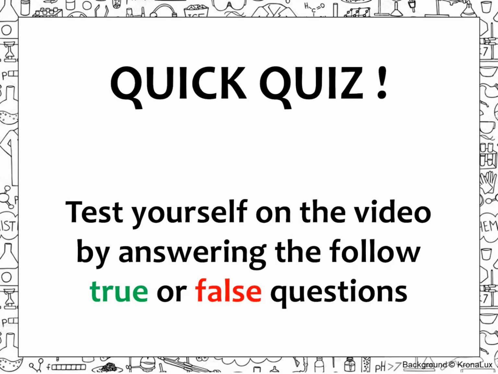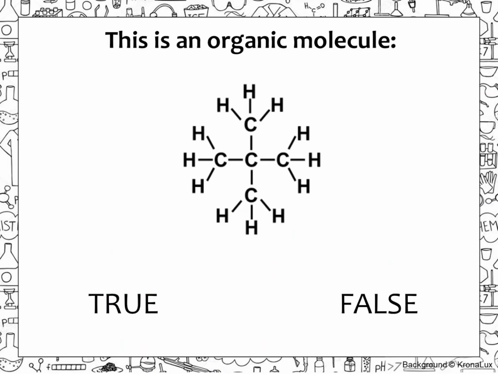So to finish off, a little bit of a quick quiz. Test yourself on the video by answering the following true or false questions. This is an organic molecule. True or false? This one is true because we only have carbons in the centre with hydrogen surrounding it. Carbon in the centre means we have a backbone of carbon, therefore it's organic.